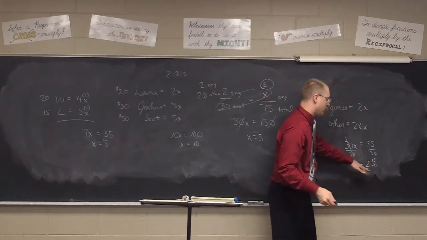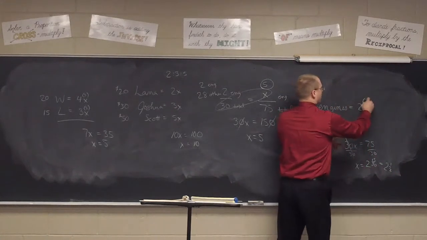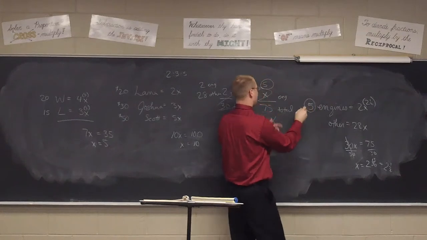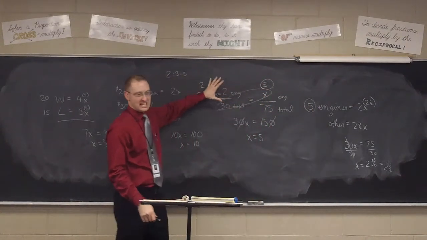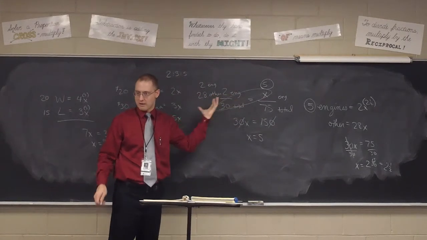But 15/30 becomes two and a half. 2 times 2.5 is 5 engines. Do you see how this time, because they gave you a total, it's easier just to roll with the proportion that they gave you? Yes, sir?